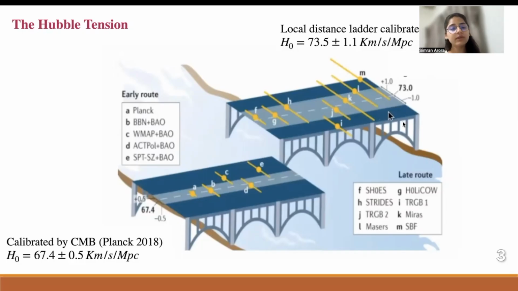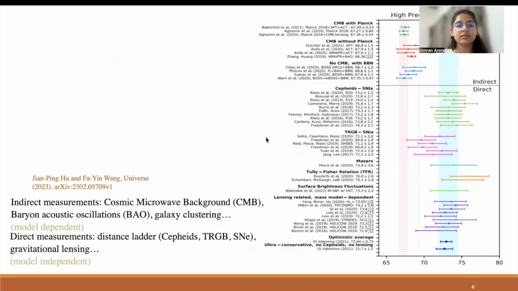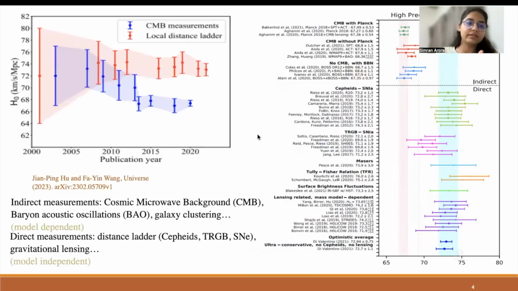So we try to check different combinations of data sets to constrain this particular H naught value, and we check whether this discrepancy can be reduced or not, right? This is one of the open questions nowadays. So next comes, how do we measure it, or how do we see it, right?